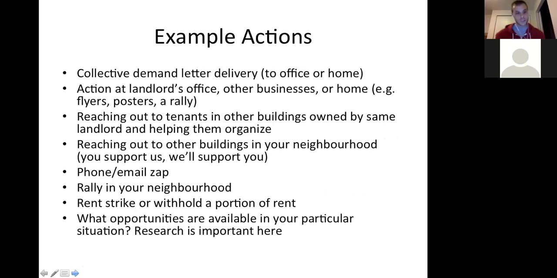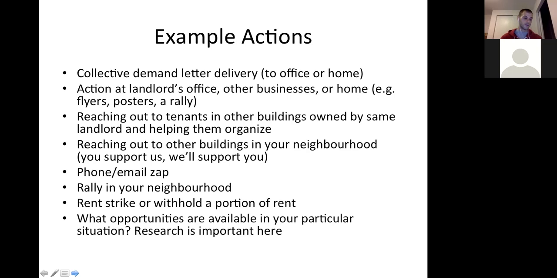So what are some actions? Some of these are roughly in escalating order. A good first action might be a collective demand letter delivery. You might put together a collective letter demanding your landlord do the maintenance, attach a bunch of maintenance forms, and everyone in the building signs it. Then you deliver it as a group, either to the landlord's office or even at their home.